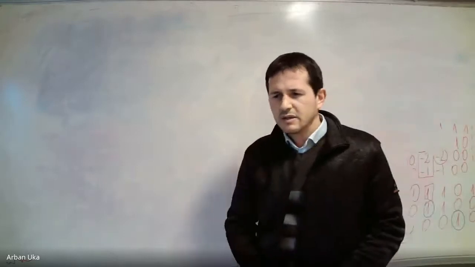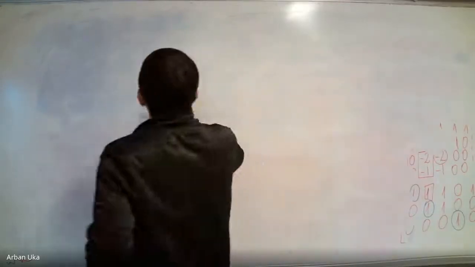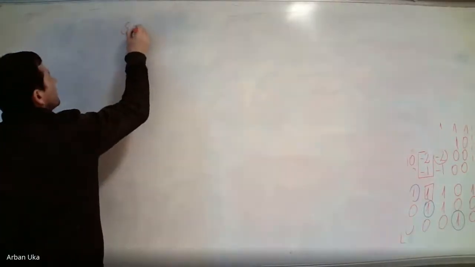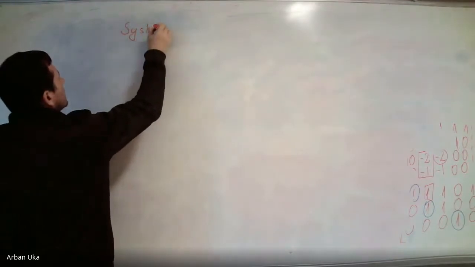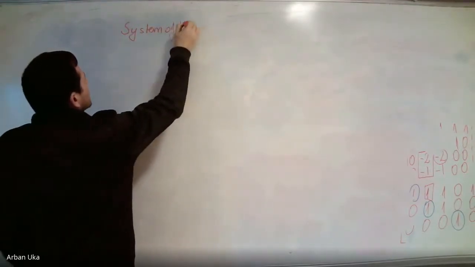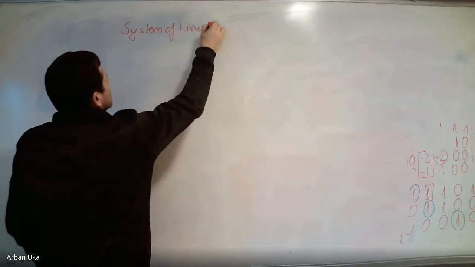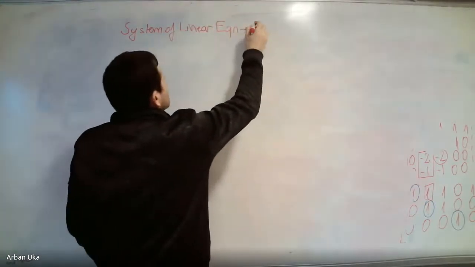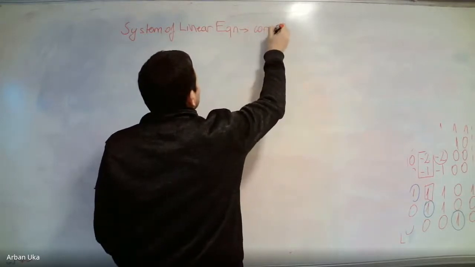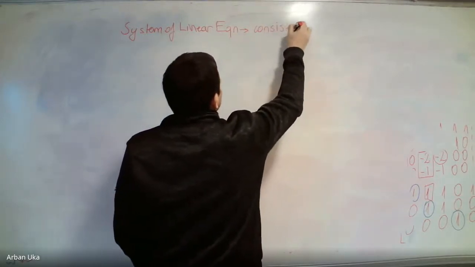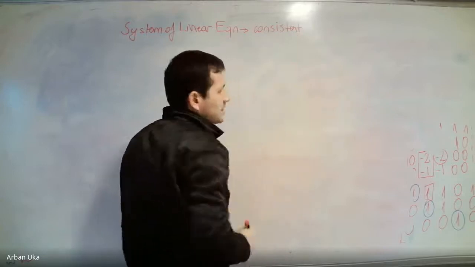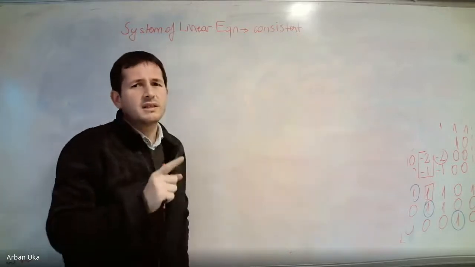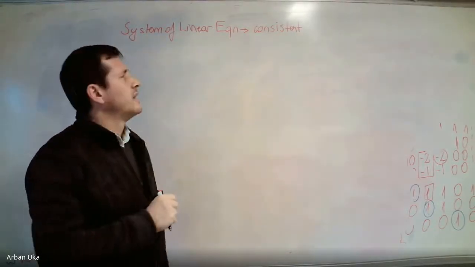So actually, let me also ask you this question. A system of linear equations is consistent if it has one solution. If it has at least one solution, it is consistent.